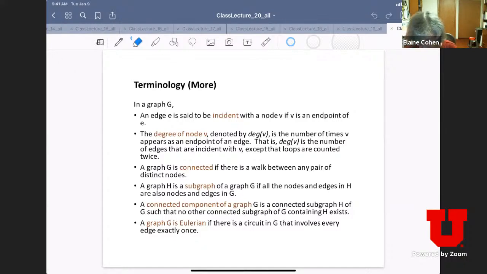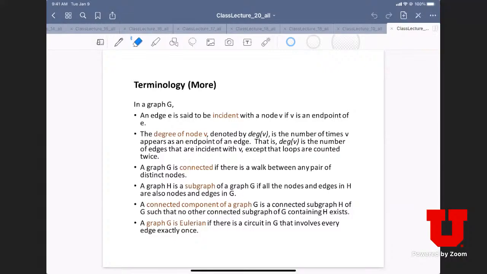Okay. A graph G is called Eulerian if there is a circuit in G that involves every edge exactly once. Now let's look at that. It's a circuit, so that means there's a trail. That means we are going over the edge exactly once, and it goes over all edges. And it's a circuit, which means it's closed. It begins and ends at the same vertex. Dane, yes.